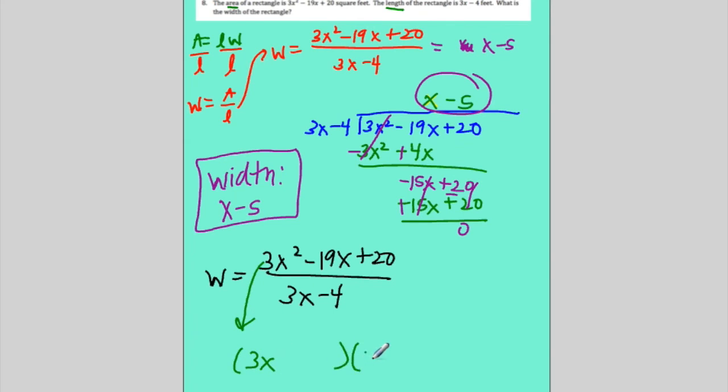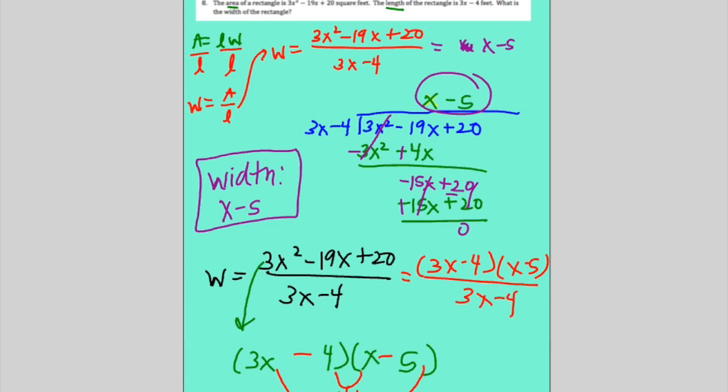So if I try 3x and x, and then I say, what has to multiply to 20? Well, I'm going to try 4 and 5. And then you need to get your inside. So this is 4x, and this is 15x. Using 15x and 4x, could I get to negative 19? Yes, if they were both negative. So filling that in the numerator, I would notice those are exactly the same. So look what I'm left with, which is my width. So there's more than one way to do this problem.